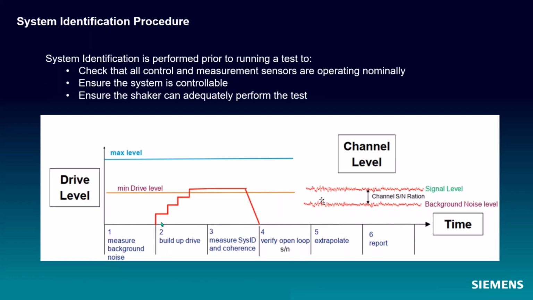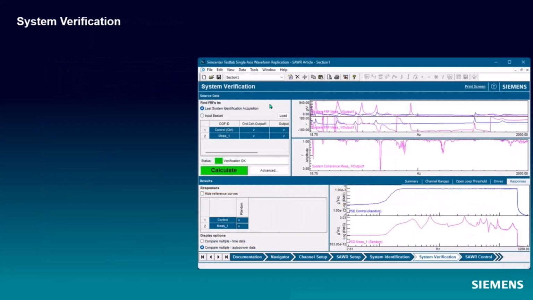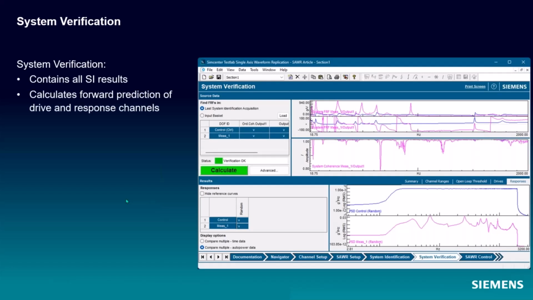Then we start to build up the drive voltage until we reach a minimum drive level. And then we start to take samples and average them together. And we end up with a result that is our system transfer function. And then we extrapolate these results into test levels and report them out in system verification. System verification is a tool, and we'll take a look at this, to display the pre-test data. So we'll have all the system identification results and a forward prediction of the drive and response channels.